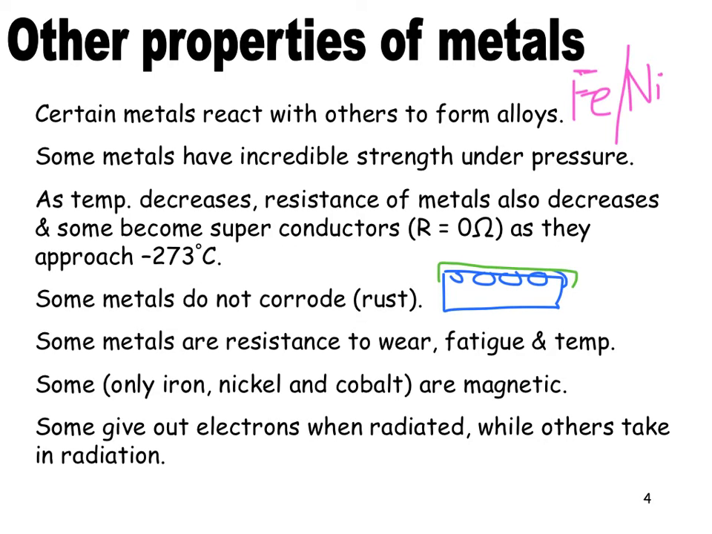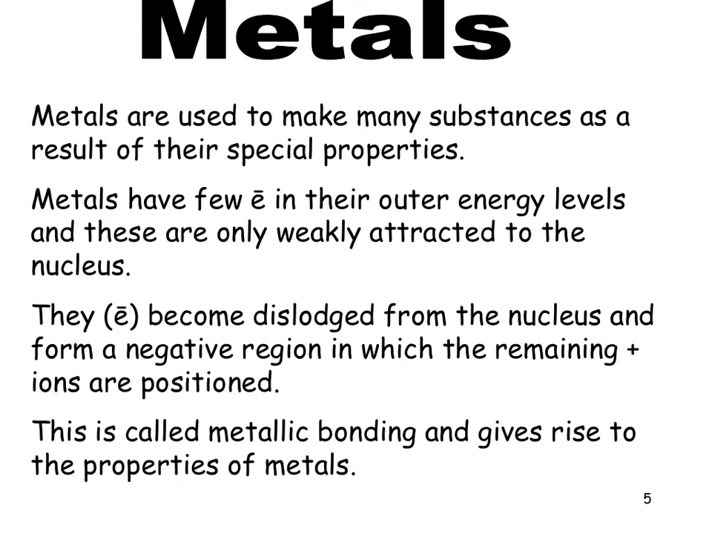Some metals resist wear and fatigue. Only 3 metals are magnetic: iron, nickel, and cobalt. And that's important to keep in mind, because we often think metals are magnetic, but they're not. Iron, nickel, and cobalt are your only magnetic metals. But we use a lot of iron, and so we experience a lot of metals being magnetic. Some give out electrons when radiated, others take in radiation. My point with this list is that they do all sorts of things, and it's about finding the right metal for the right job. Metals are used in many substances because of their specialized properties.